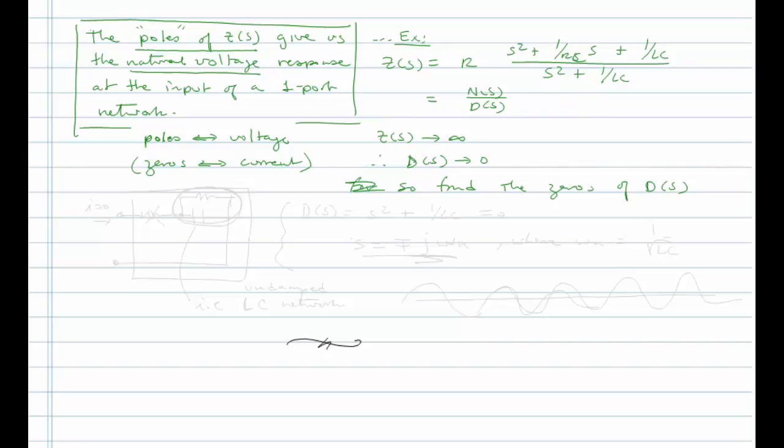All right, what is the denominator? D of S here is simply S squared plus 1 over LC, and that's going to be equal to 0. Well, the roots to that are pretty simple. It's going to be S equals plus and minus j omega n, where omega n is equal to 1 over the square root of LC.